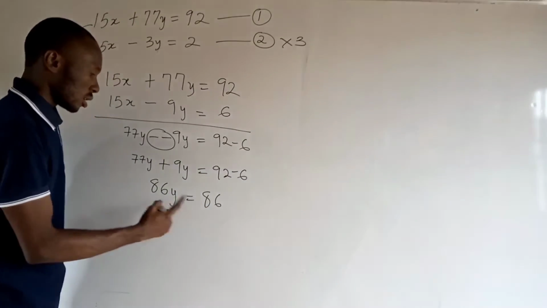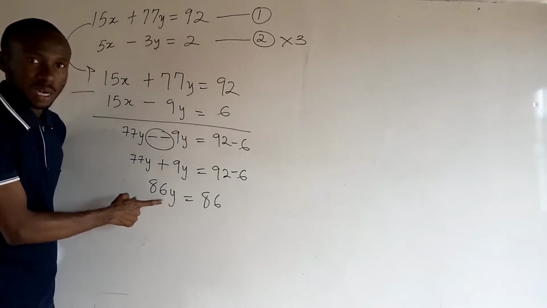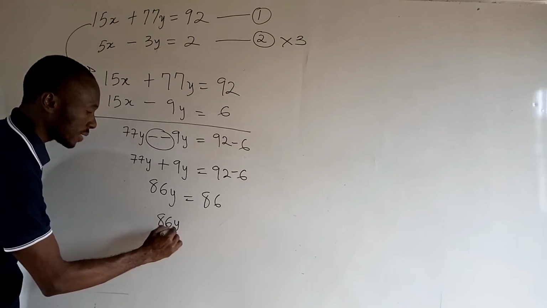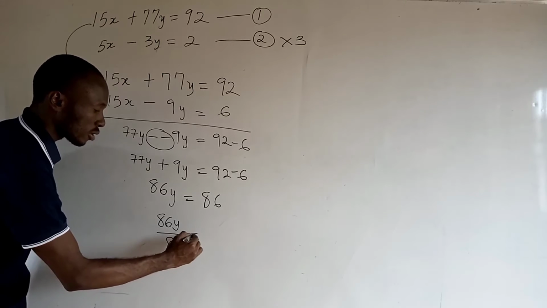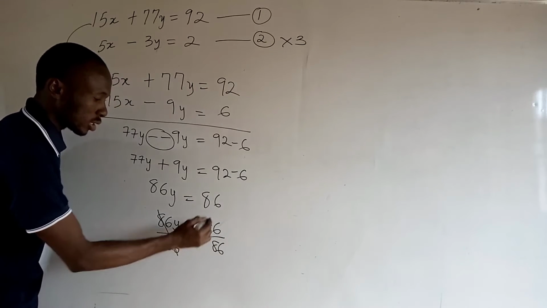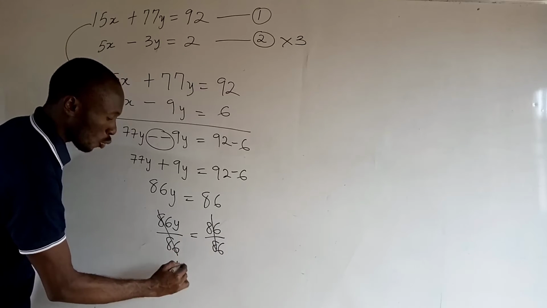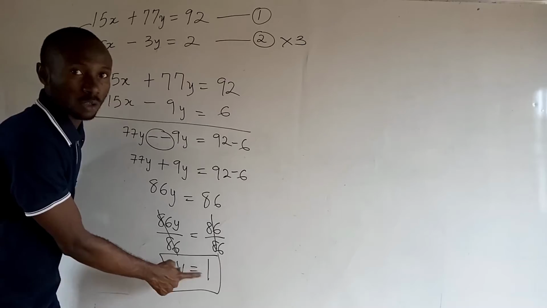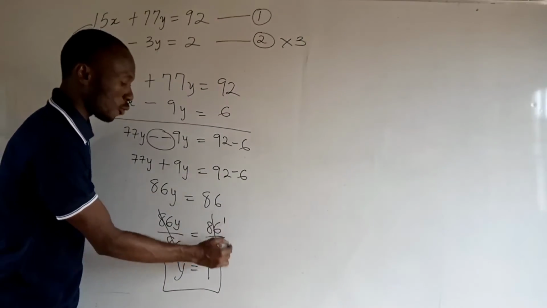The next thing you do is divide both sides by the coefficient of y, which is 86. So 86y divided by 86 is equal to 86 divided by 86. This cancels out, and we have y is equal to 1. The value of y is 1.